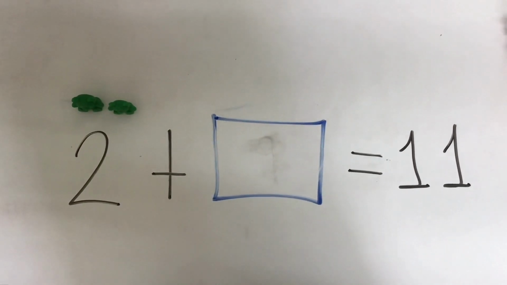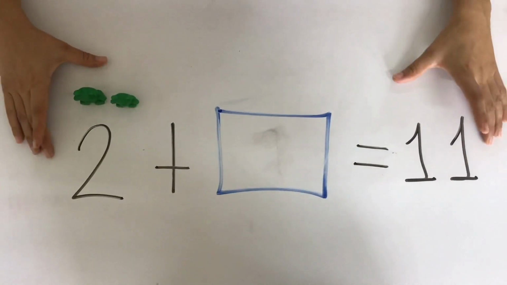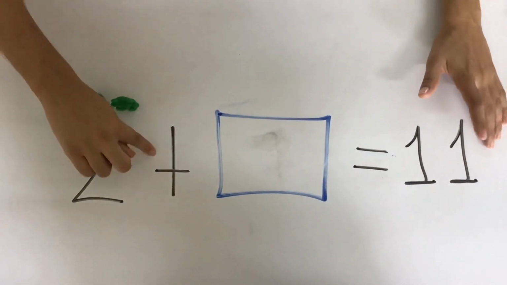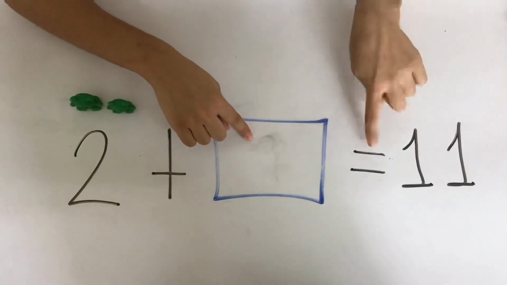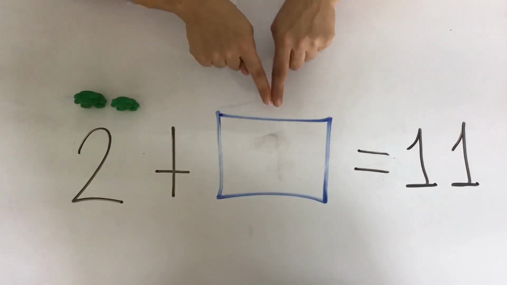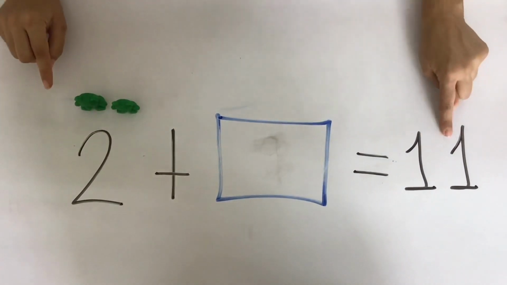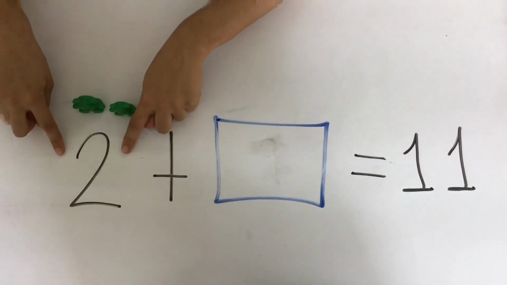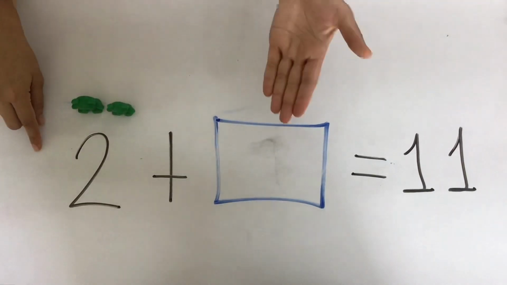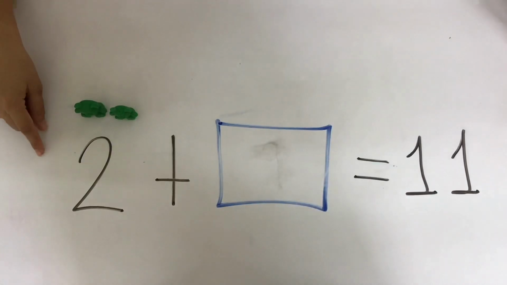Example number 3. We have another addition problem sentence. We have 2 plus blank equals 11. We need to find the missing number that added with 2 makes 11. Over here we have 2. 1, 2. What are we missing here? Let's count and find the number.